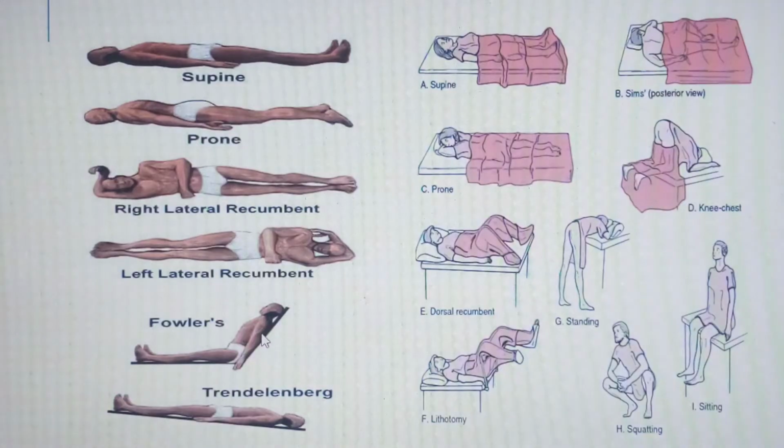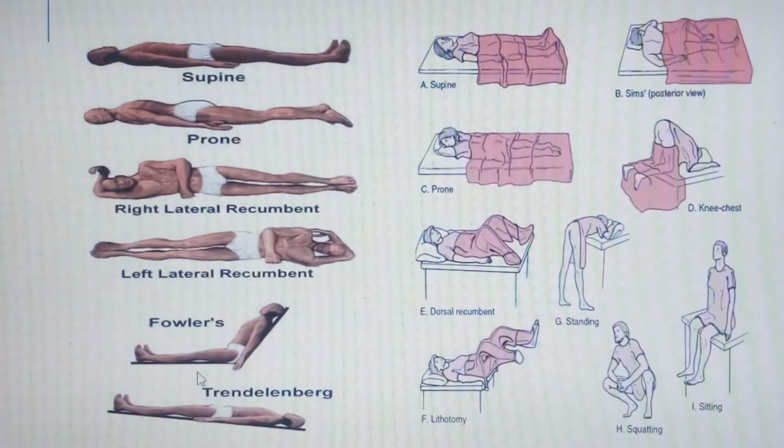Now we also have what we call Fowler's position. For Fowler's position, the patient will be seated in a semi-sitting position, with the knees extended, straight, or sometimes bent as well. How the patient is positioned in Fowler's position depends on the condition of the patient. For instance, if the patient has a respiratory problem, having difficulty in breathing, then the patient will have to be placed in a high Fowler's position, roughly 60 to 90 degrees.